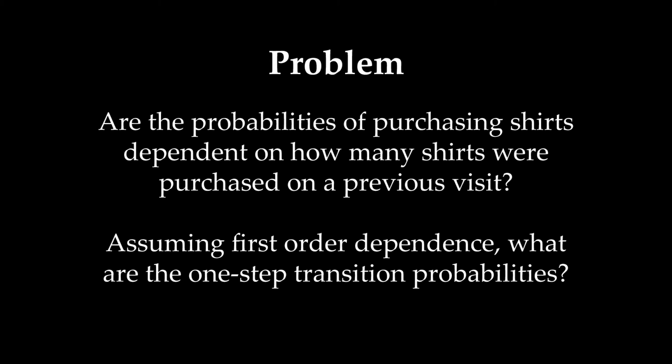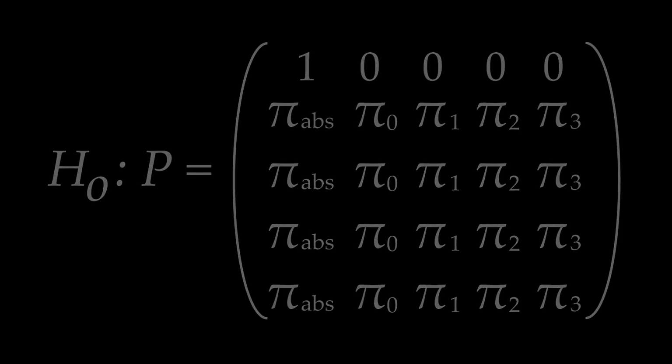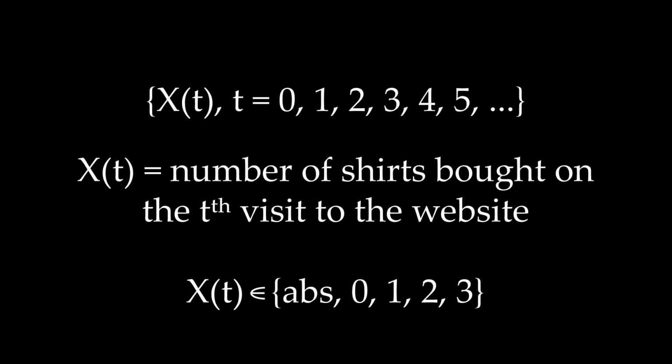The problem of assessing whether sales of shirts has some dependence on the actions taken by the customer on previous visits may be determined through a hypothesis test of the following form, where P is the one-step transition probability matrix of a discrete time Markov chain for the stochastic model. Note that pi_i denotes the probability of transitioning into state i, and since all rows other than the one corresponding to the absorbing state are identical in the null hypothesized P matrix, this would indicate independence of the process.